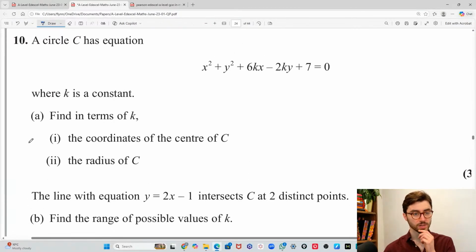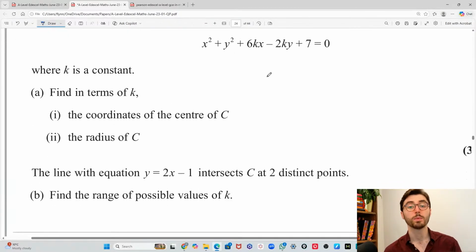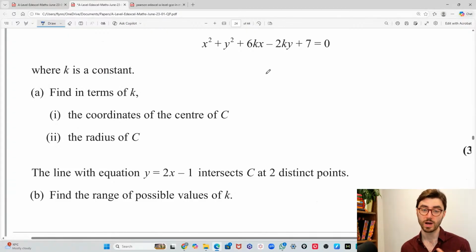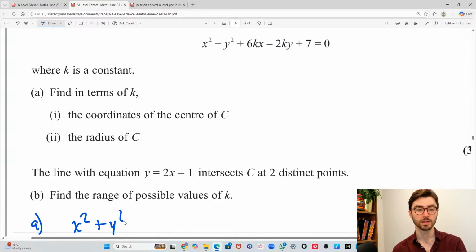So we have a circle equation. What we have to do is complete the square in x and y to get it into the form of a circle. So here for a, let's write it out again: x squared plus y squared plus 6kx minus 2ky plus 7 equals 0.